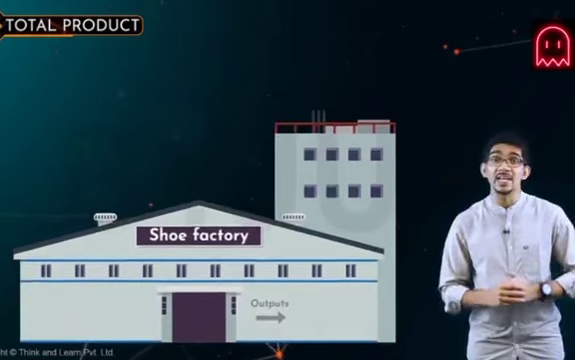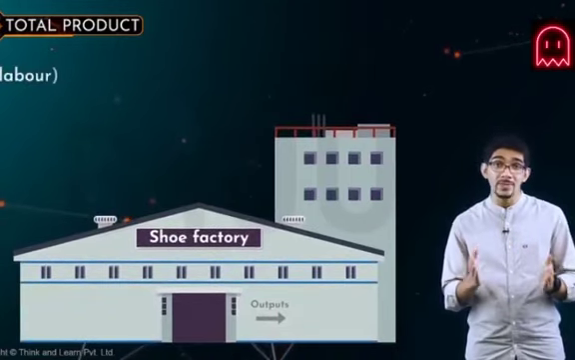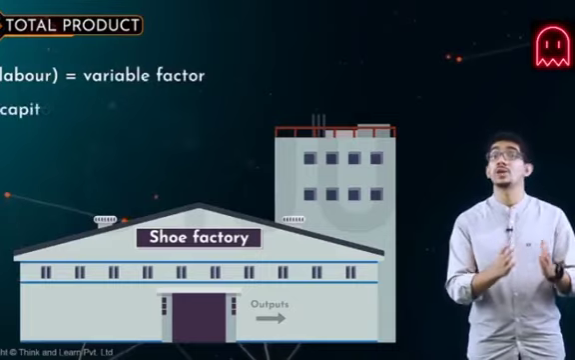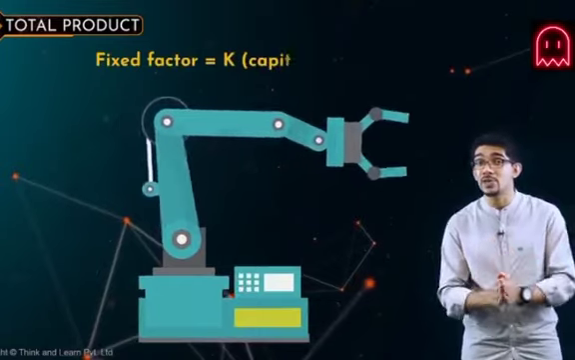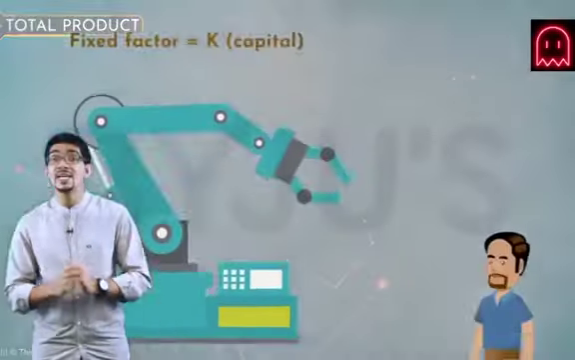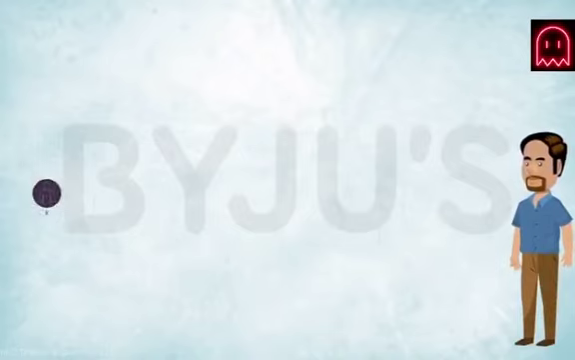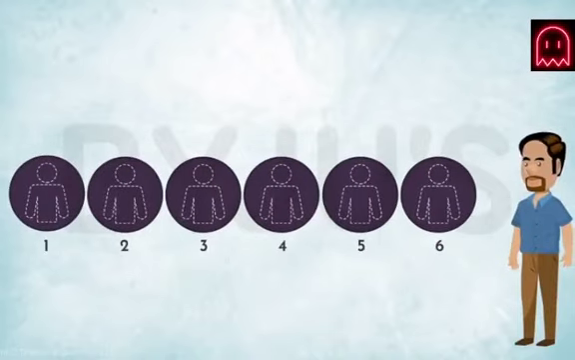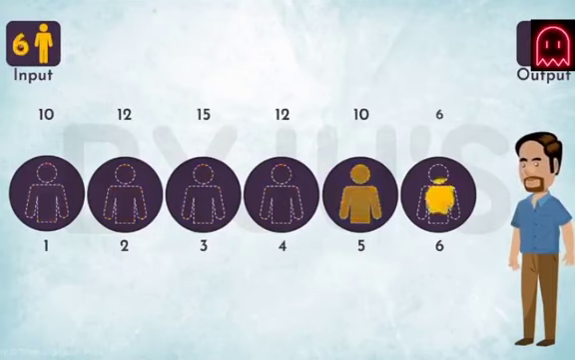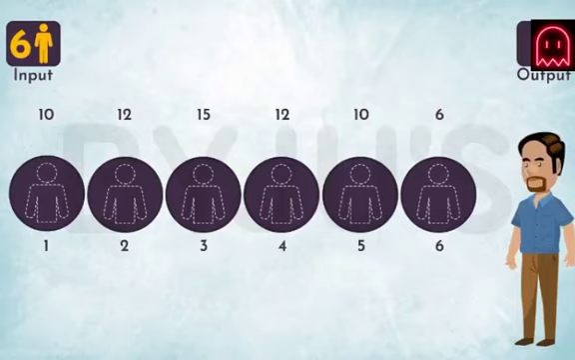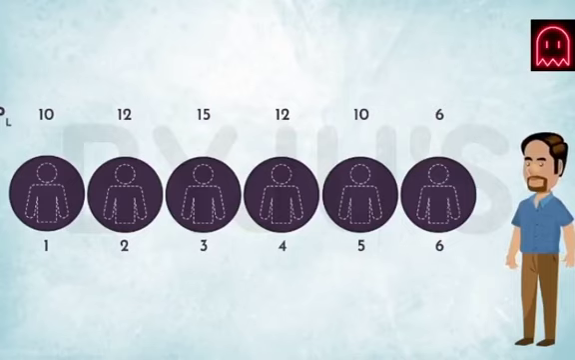Let's consider that in our shoe factory, L or labor is the variable factor and capital or K is the fixed factor. Assume also that along with some constant application of the fixed factor, say 1 or 2 machines, Shyam, the producer, is using 1 through 6 units of the variable factor. Let the resultant output be 10, 12, 15, 12, 10 and 6 units of the commodity corresponding to each unit of labor used. In such a situation, TPL for Shyam would be adding all these together, that is 65 units of the commodity or shoes.